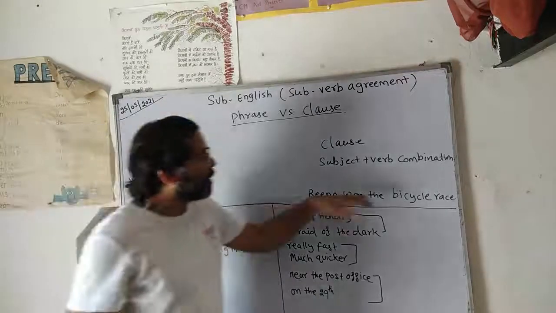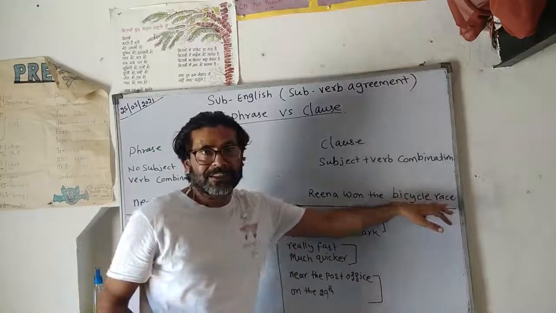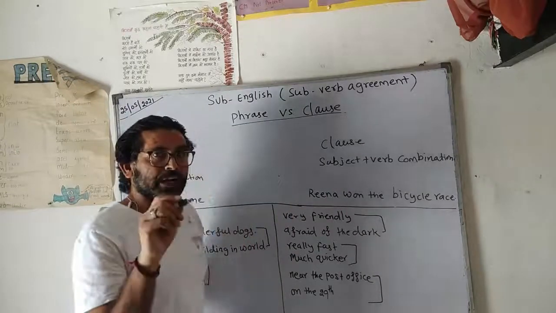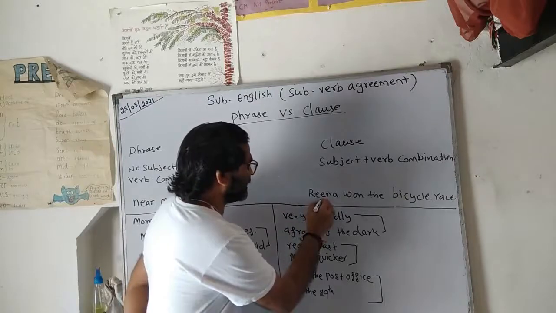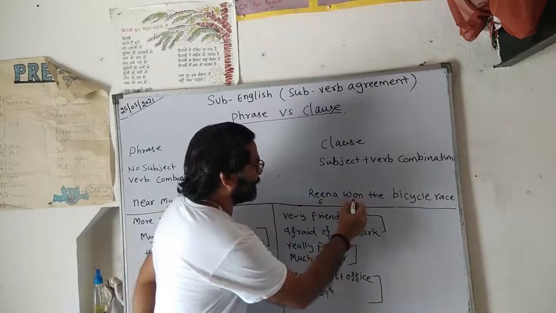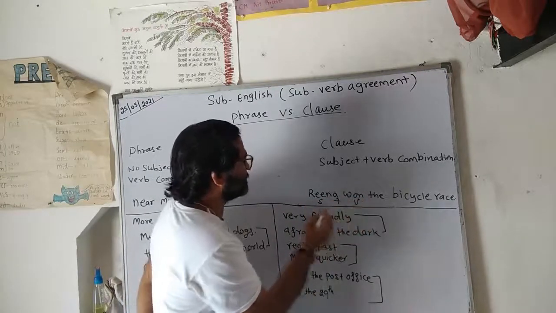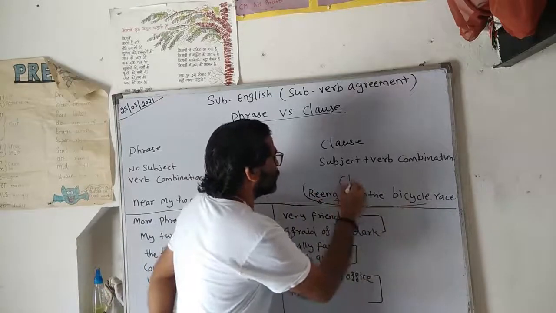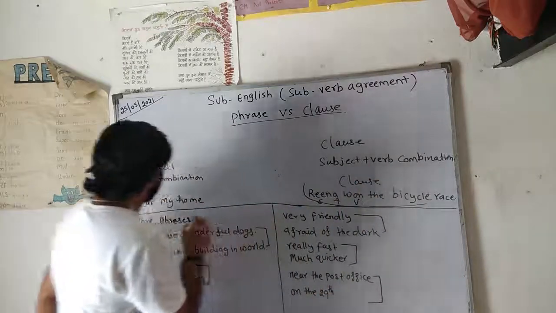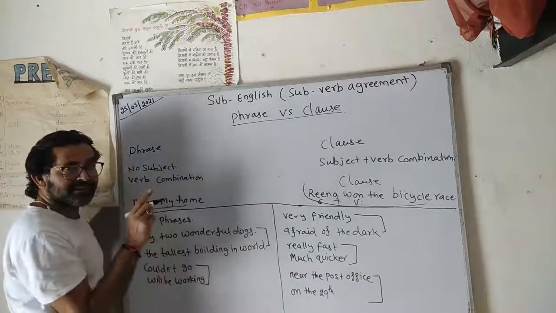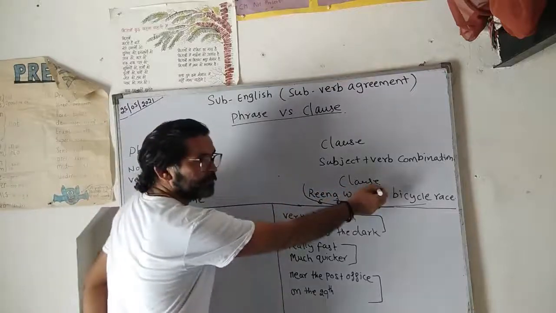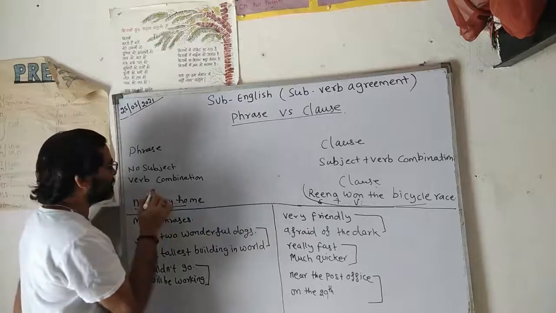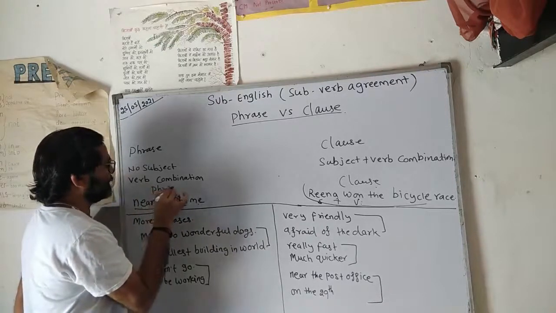And, Rina won the bicycle race. This sentence has everything required for a sentence. Rina is the subject and won is the verb. So this sentence has a subject and verb combination. That is why this is called a clause. Near my home does not have a subject and verb combination, that is why it is a phrase.